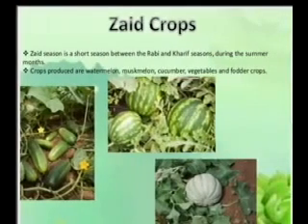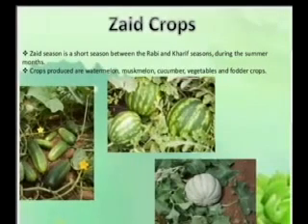Zaid crops. Zaid season is a short season between the Rabi and the Kharif seasons during the summer months. Crops produced are watermelon, muskmelon, cucumber, vegetables and fodder crops.